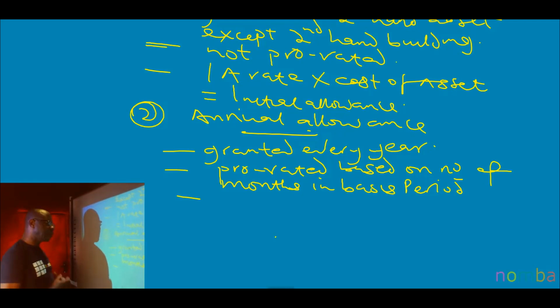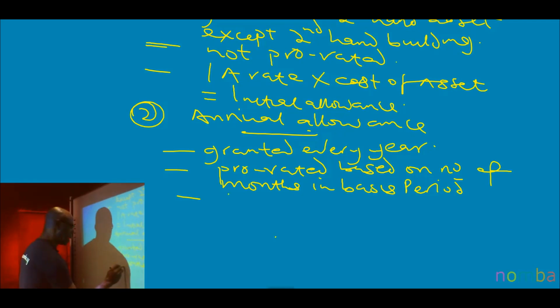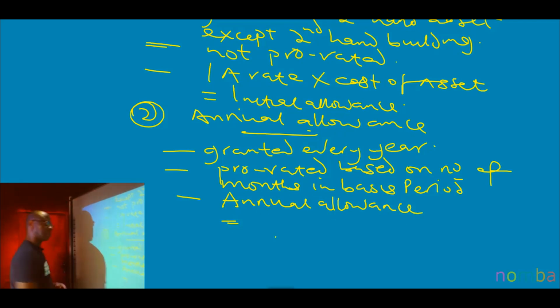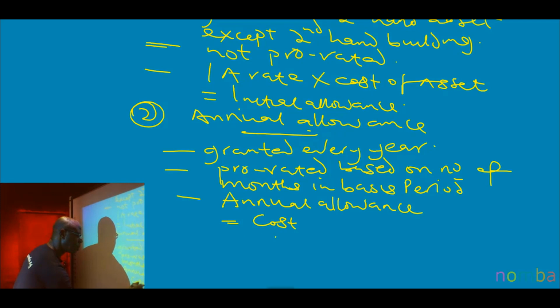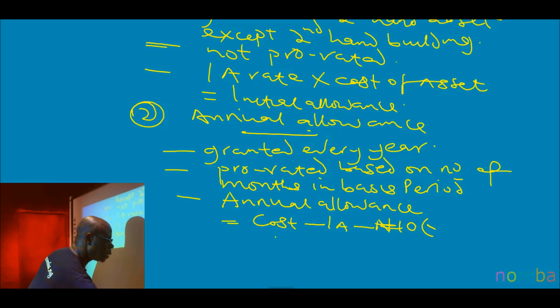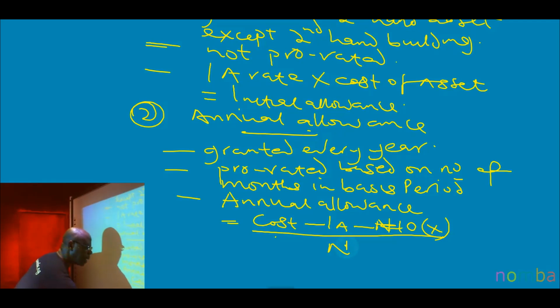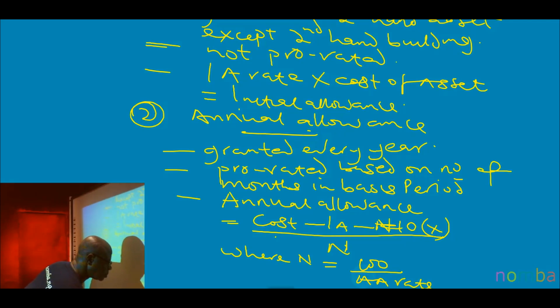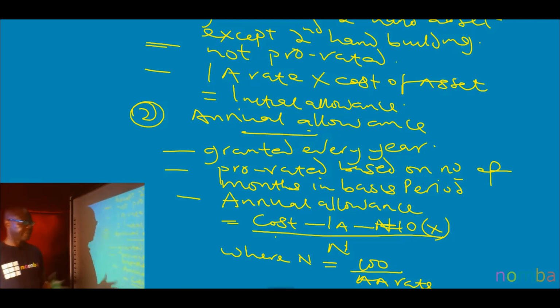So annual allowance is obtained as follows. Annual allowance is equals to, that's the formula now, cost minus IA minus 10 naira x, all over n, where n is equals to 100 all over AA rate. Need to explain this. So this is the formula for getting annual allowance.